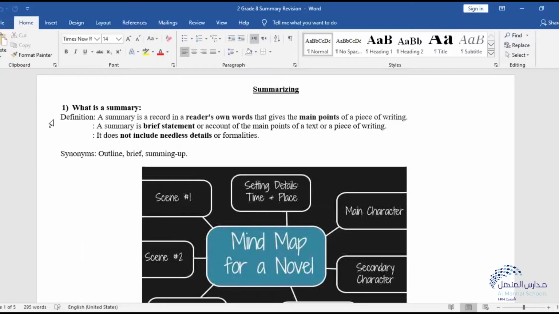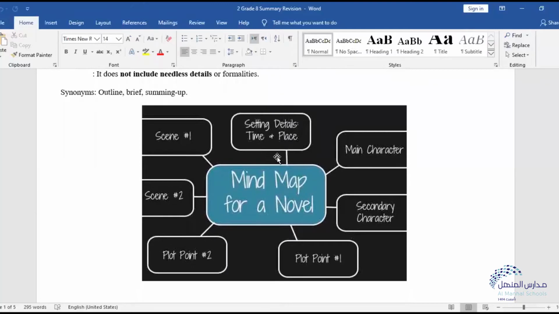So what is a summary? Let's start there. A summary is a record in the reader's own words that gives only the main points of a piece of writing by somebody else, right? It is a brief statement, or an account of the main points of a piece of writing, and it doesn't include any needless or unnecessary or extra details or formalities, right? Think of an outline, a brief, or summing up as synonyms.